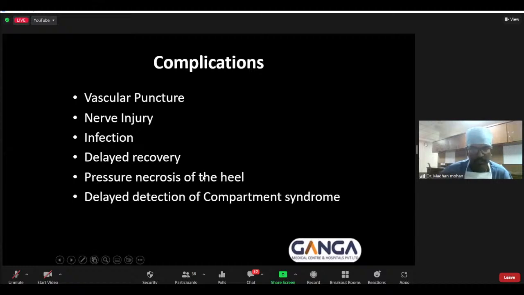And pressure necrosis of the heel is common since you're having an insensate limb, so the patient has to be advised accordingly, and foot pad and heel padding and all has to be kept.